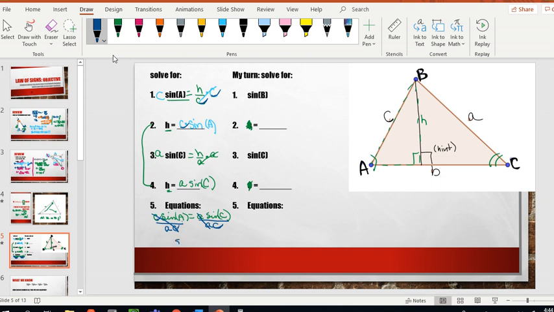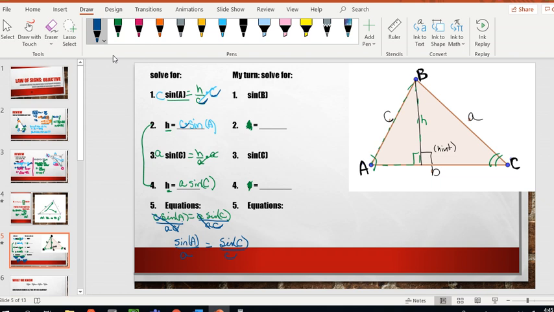So what we have left is sine of A over a equals sine of C over c. Would you look at that? It's a little bit easier to remember.